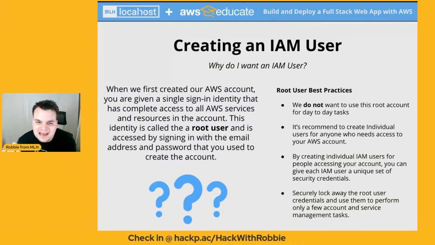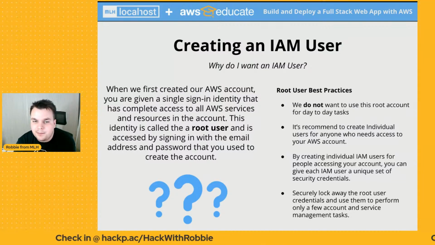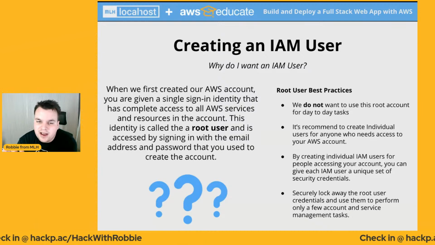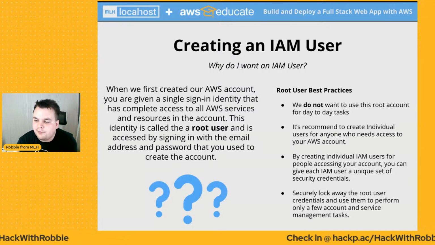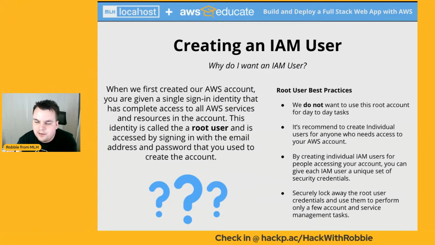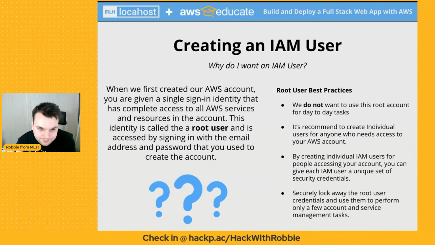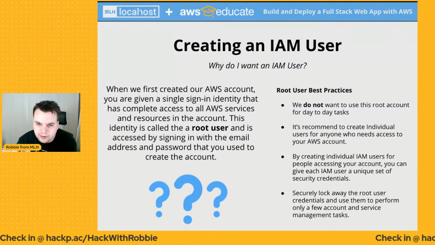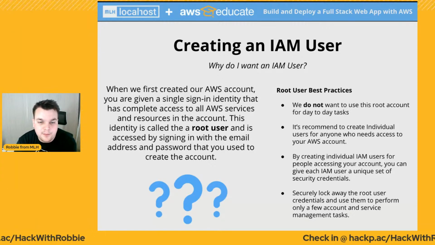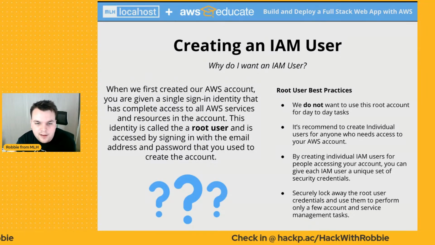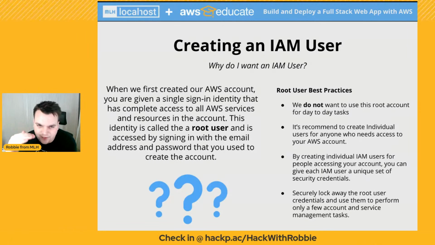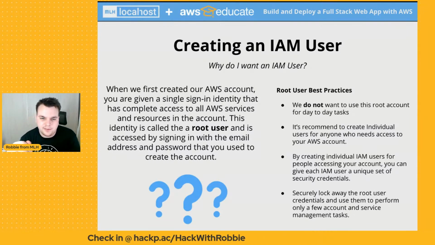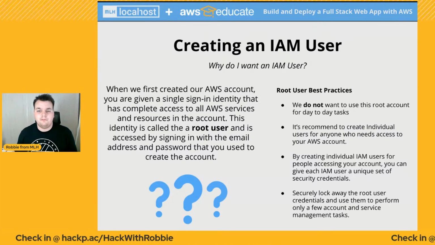So we recommend that you create individual users for anyone who needs access to your AWS account. By creating individual IAM users, you can give each one a unique set of security credentials, which is a bit like a username and password. What you should do is securely lock away the root user credentials, which is what I did. I put them in my 1Password, my password manager, and only use them to perform the few account and service management tasks where you absolutely need root access.